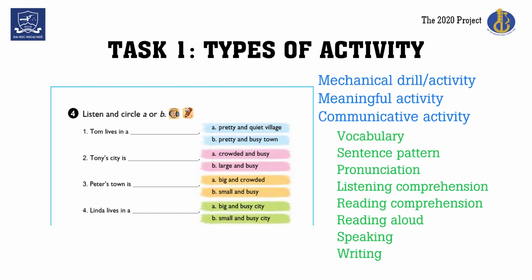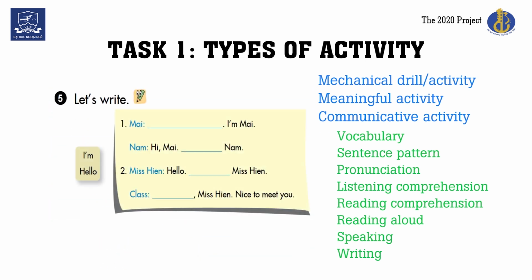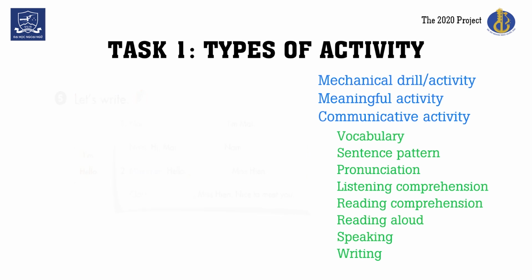This is a listening comprehension activity, and it is meaningful because students can check how much they understand the message conveyed. This is a mechanical drill. Students are required to copy the words and write in the gaps. In order to do the activity, students have to remember the sentence pattern. In fact, it isn't a writing activity, although the name is Let's Write.